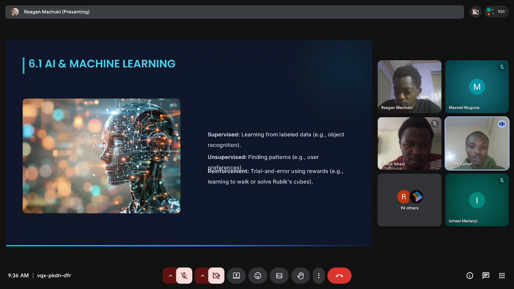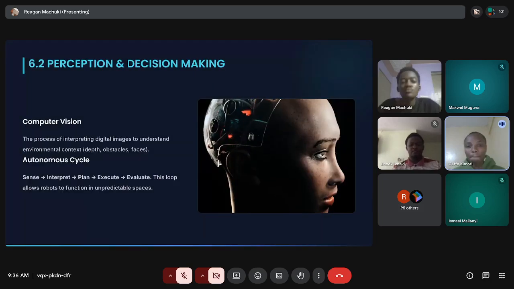Another important technique related to machine learning is deep learning. Deep learning uses artificial neural networks with multiple layers, which greatly improves a robot's ability to interpret complex data such as images, speech, and audio signals.